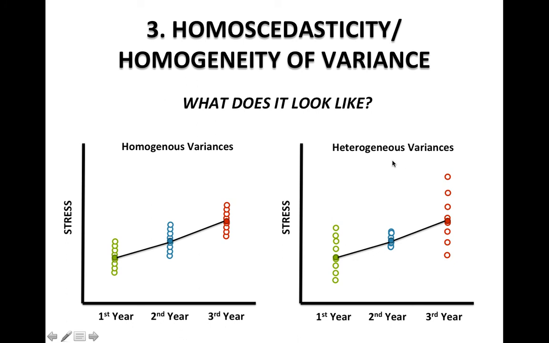However, if we have heterogeneous variances, meaning they're not the same, we might have a larger standard deviation here compared to here, and then an even bigger standard deviation there for these groups, meaning that the scores vary a lot more. So this would be a problem. This is what we're looking for.